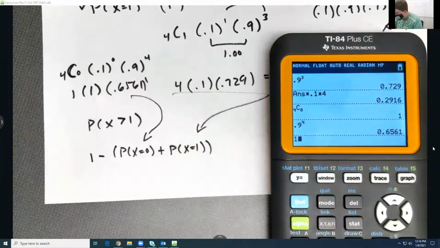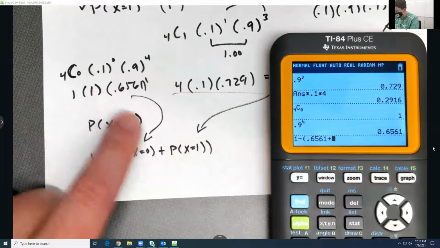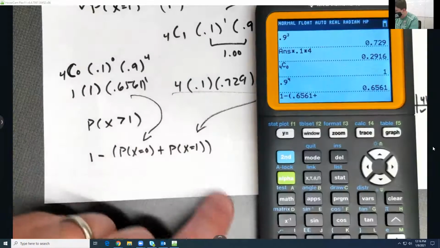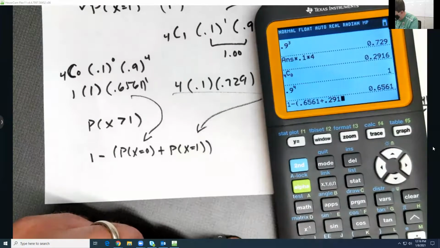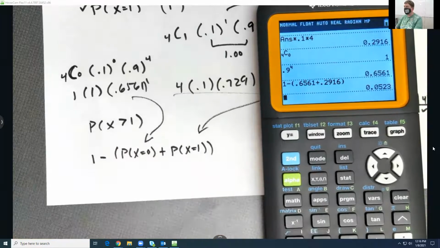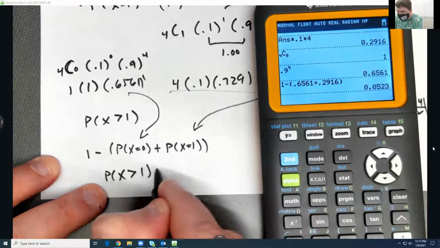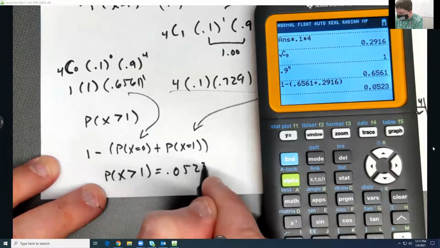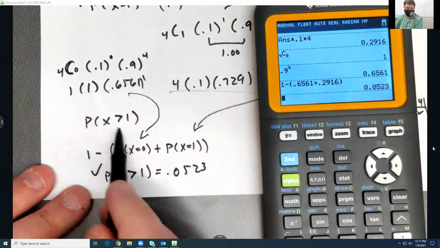So we can do 1 minus those 2 numbers, 0.6561, plus the one we got earlier, which is 0.2916. Everybody okay so far? My C's look better, Lauren? Thank you. And then my final answer for this whole thing, probability that X is greater than 1, I'm running out of space, that's why it looks ugly, is 0.0523. So there's my answer. There's my binomial statement, and then there's my probability statement right there.